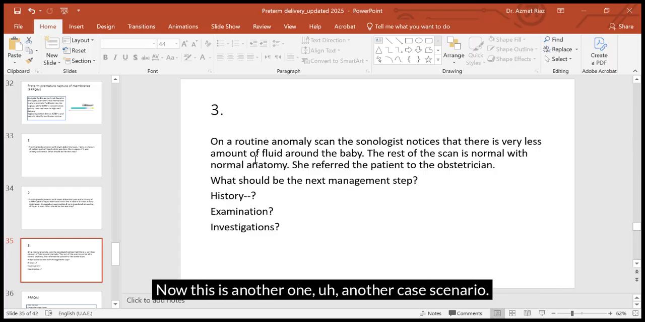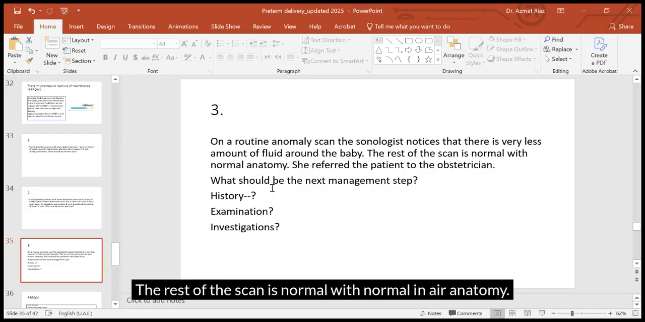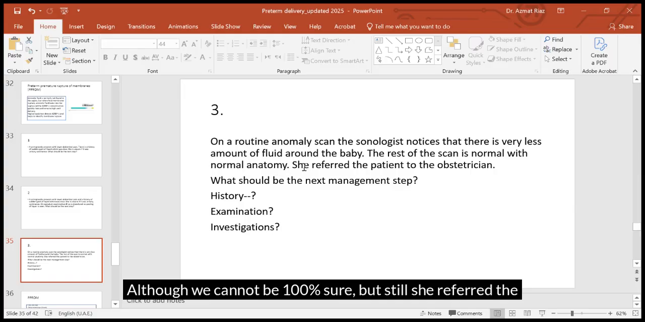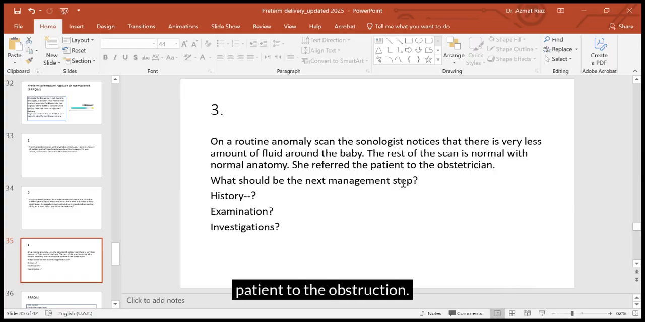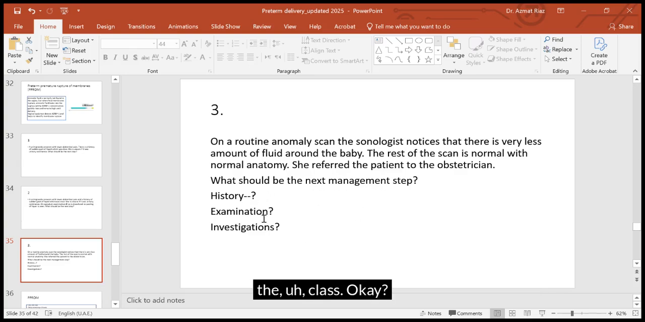Now, this is another case scenario. On a routine anomaly scan, the sonologist notices that there is very little fluid around the baby, which is maybe oligohydramnios. The rest of the scan is normal with normal anatomy. That means there are hopefully no congenital anomalies, although we cannot be 100% sure. She referred the patient to the obstetrician. What should be the next management step? We can discuss this in the class. If we have time, we will discuss this.